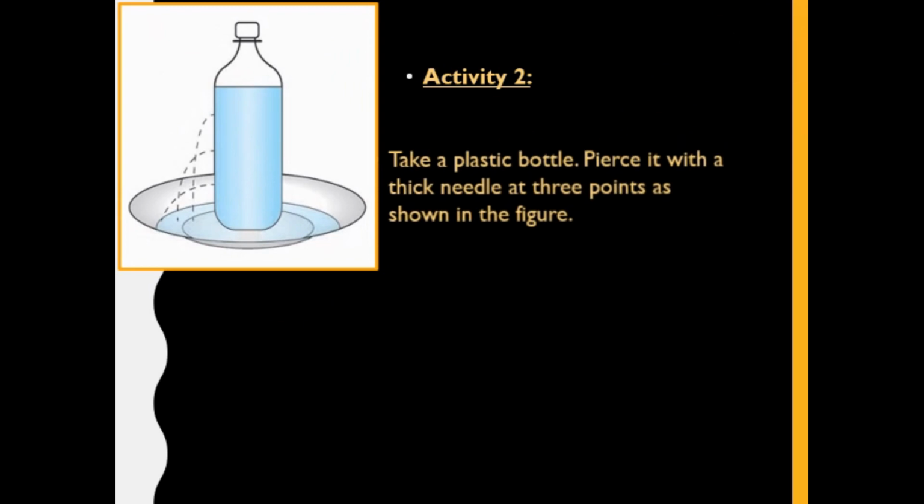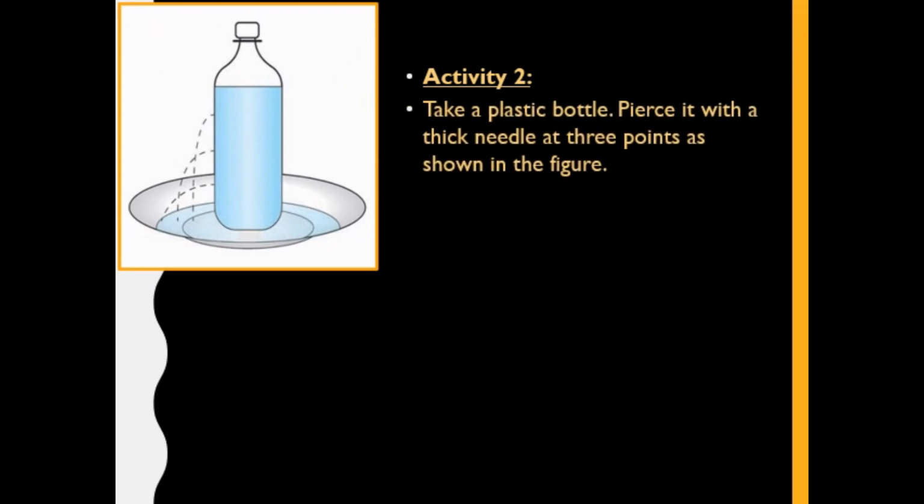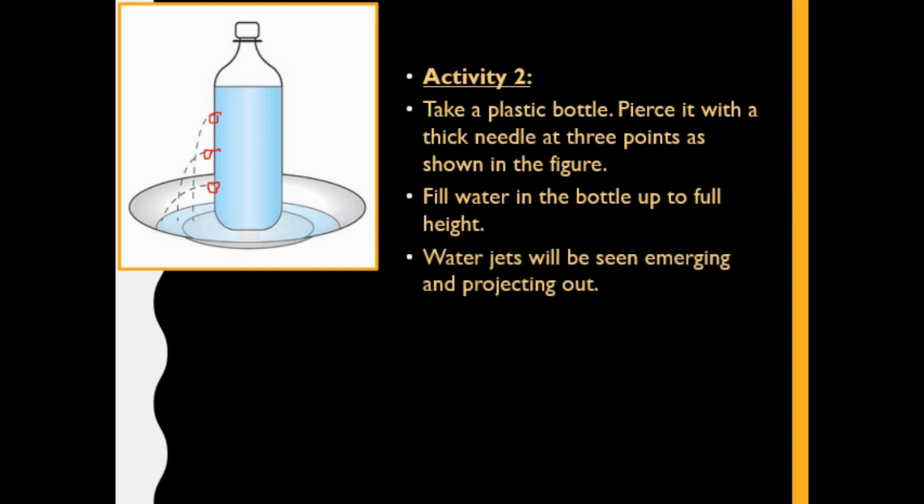So let us understand it with one more activity. You take a water bottle and pierce it with a thick needle at 3 points as shown in the figure. You can see one is at the top, the other at the middle, and the next one at the base. So you pierce it at 3 different points. Now fill the bottle up to its full height. So now what will you see?